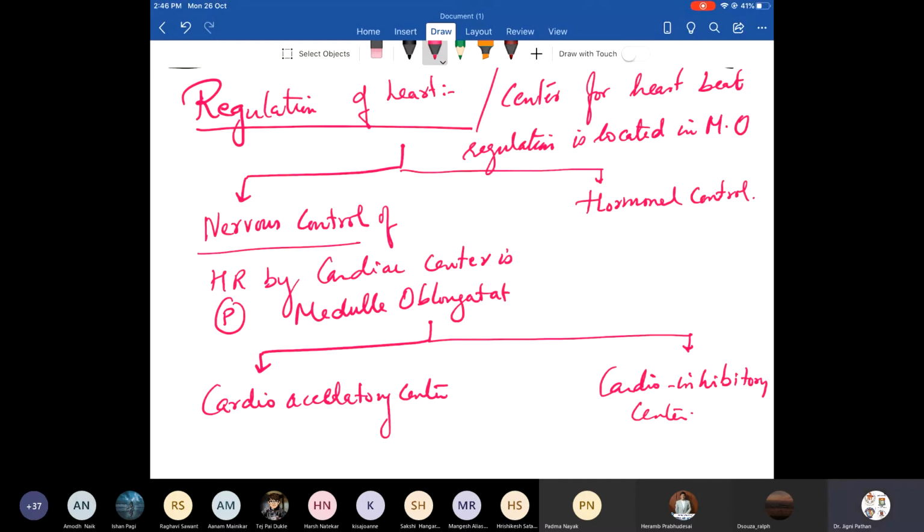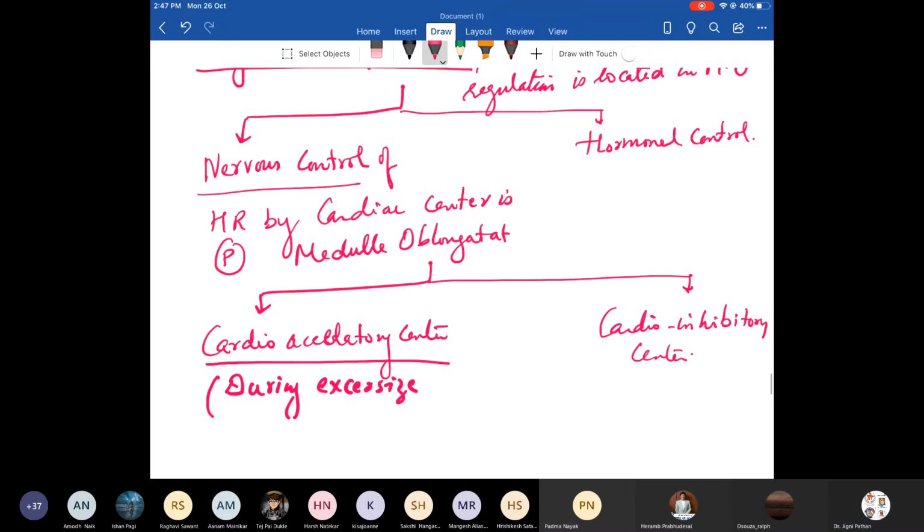So you have the cardio-inhibitory and cardio-acceleratory centers. Cardio-acceleratory center: when you do exercise, or when there is an emergency, what happens? Your heart rate increases, or when there's a temperature increase in your body, your heart rate increases, right? So cardio-acceleratory centers activate during exercise. Please take the spellings. Exercise, then temperature, then any kind of emergency. Your heart rate increases, right? So these are the conditions where cardio-acceleratory centers work.